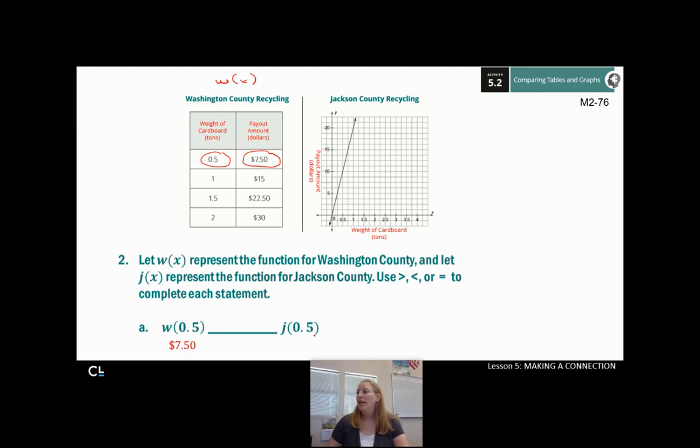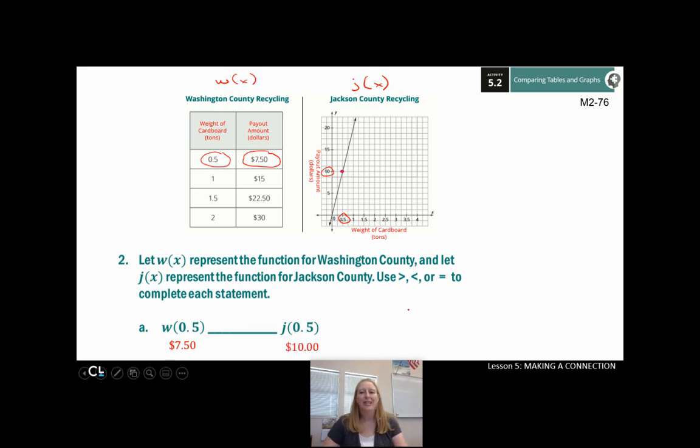But I also have J of 0.5. So if you recall, we said Jackson County was J of x. 0.5 tons of cardboard is here. And if I go up and make a little dot right there, boom, there's my pretty little dot. How much money? So 0.5 tons of cardboard gives me $10.